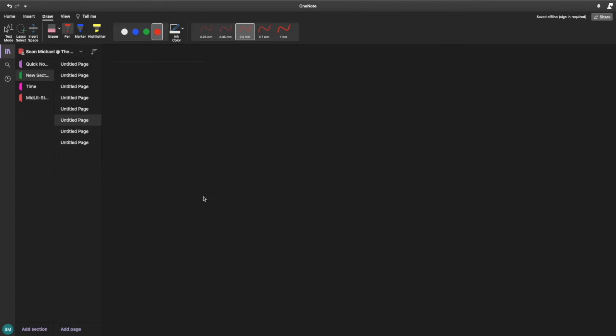So, calculating end times on a 24-hour clock. Now, the reason why we like to use the 24-hour clock is because it makes math a lot simpler.